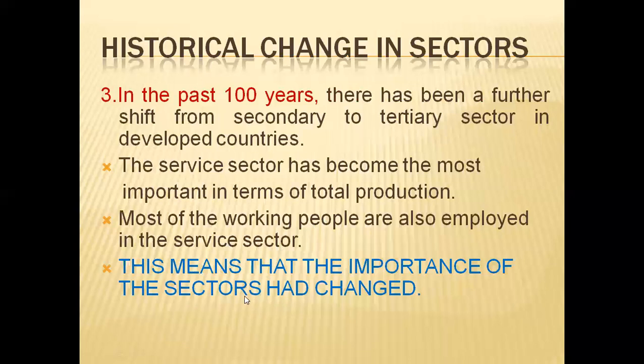This means at the initial development, maximum people were involved in the primary sector, in agriculture, fishing, forestry, like that. Then people shifted to factories with the age of industrialization. Then again, people shifted from industries to tertiary sectors, like services such as banking, transport, trading.